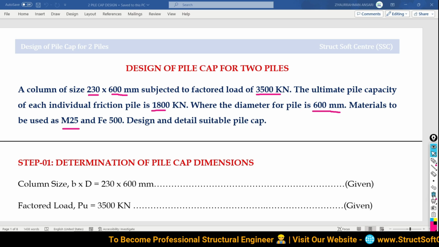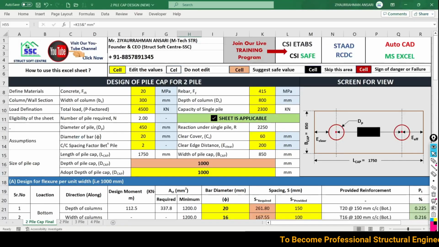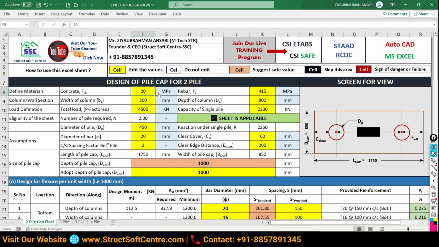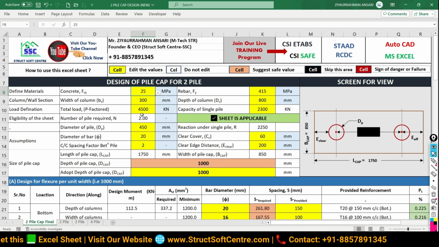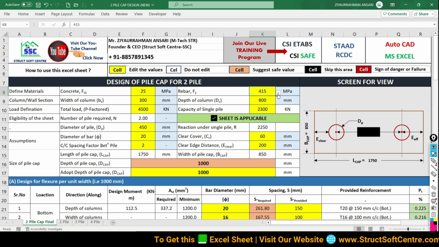So in respect of all the given data in the problem statement, we are going to start our design by using this Excel sheet. As we have discussed earlier, we have to edit the values only in yellow cells. First of all, define the material properties. M25 grade of concrete is suggested to consider. The grade of steel we have to consider as 500, while here Fe415 is present.